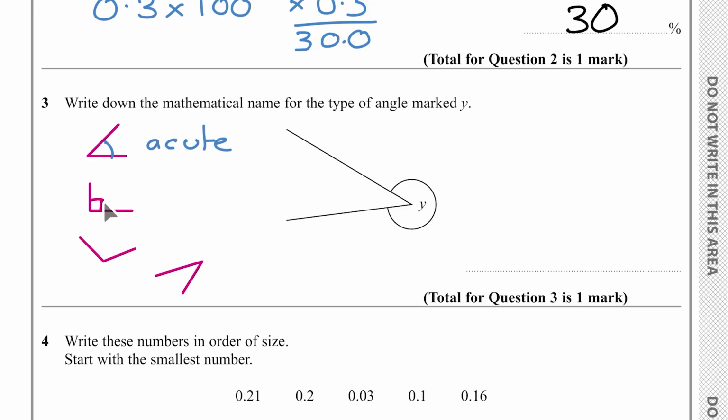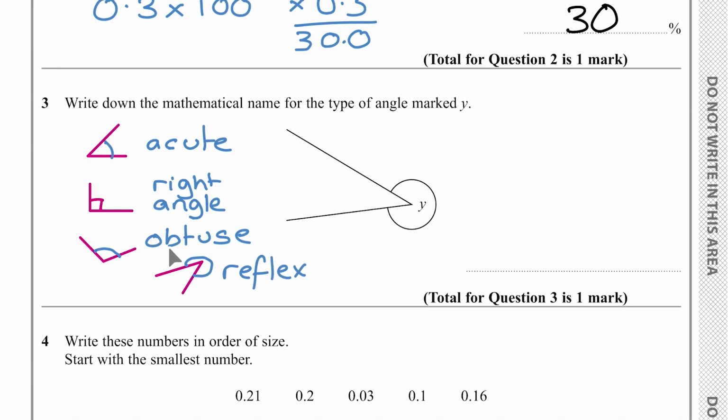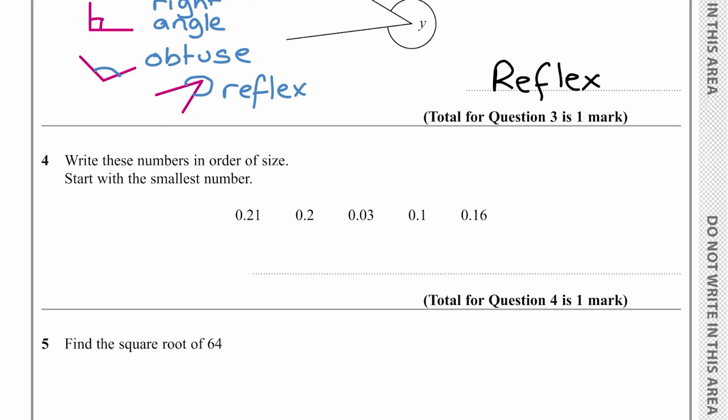This one here, that's our classic right angle. That's a 90-degree angle. If you ever hear the word perpendicular, that just means 90 degrees. Then this one here, that's an obtuse. And then this one, which is what they've asked us, that's a reflex. So it's the one that goes all the way around the outside. It's bigger than 180 degrees. So reflex.